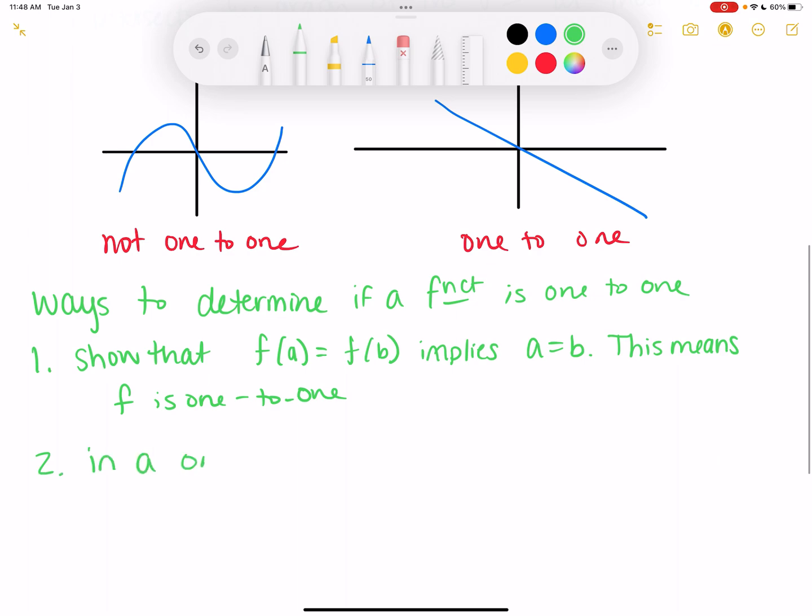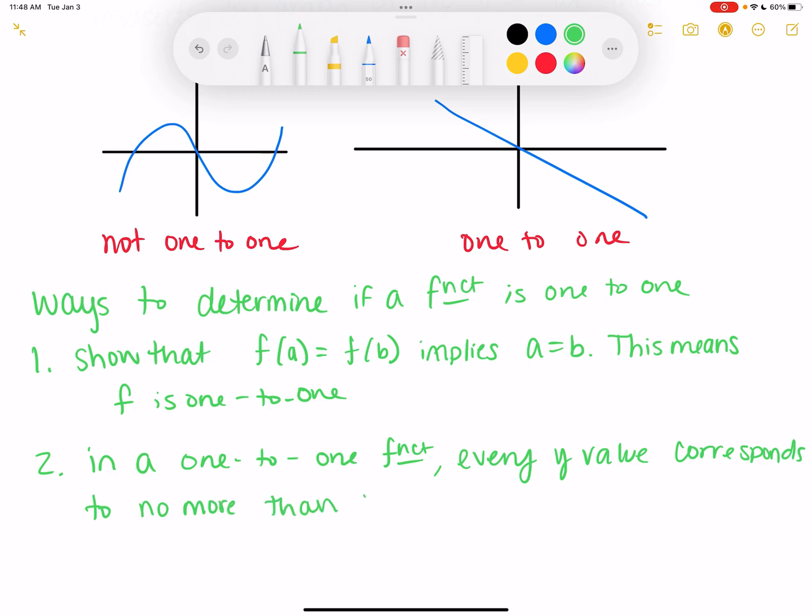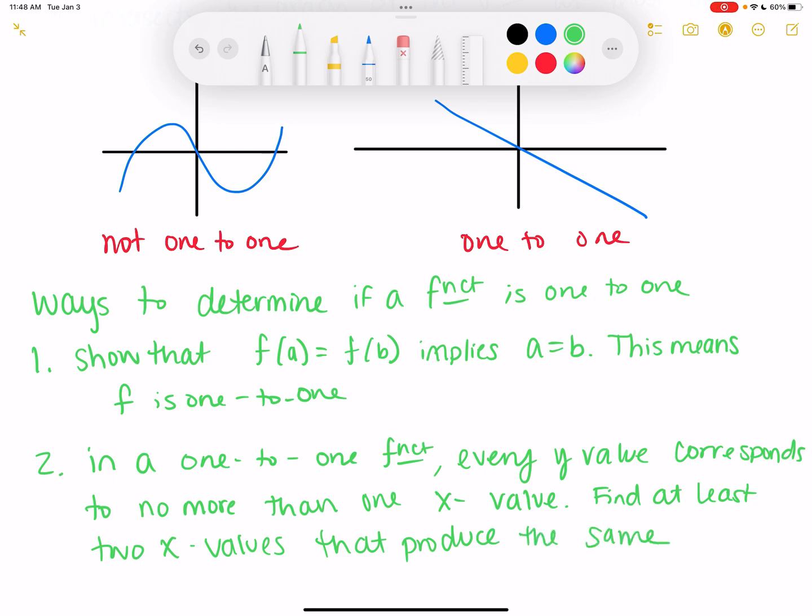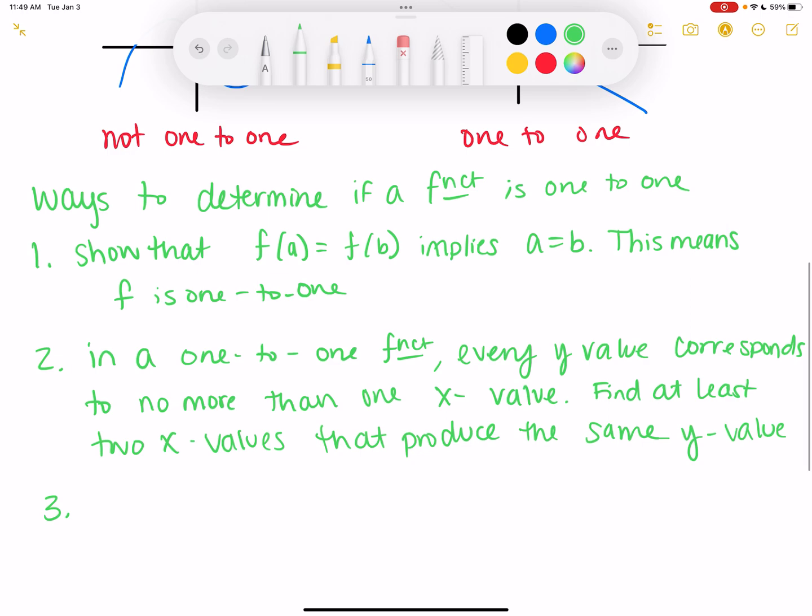Second, in a one-to-one function, every y value corresponds to no more than one x value, so we could find at least 2 x values that produce the same y value to show it is not one-to-one. Third, we can sketch the graph and use the horizontal line test, which is the one we talked about a minute ago.